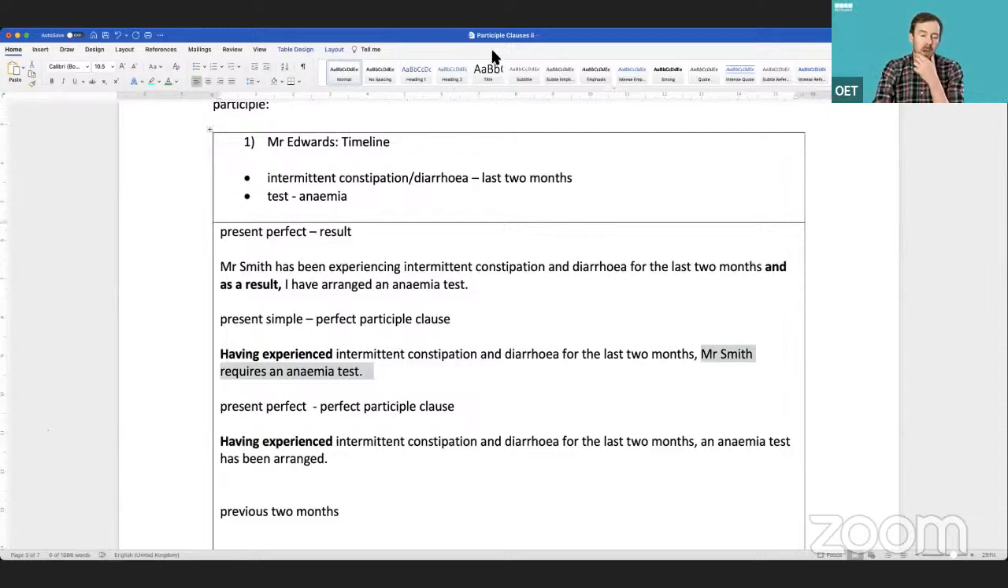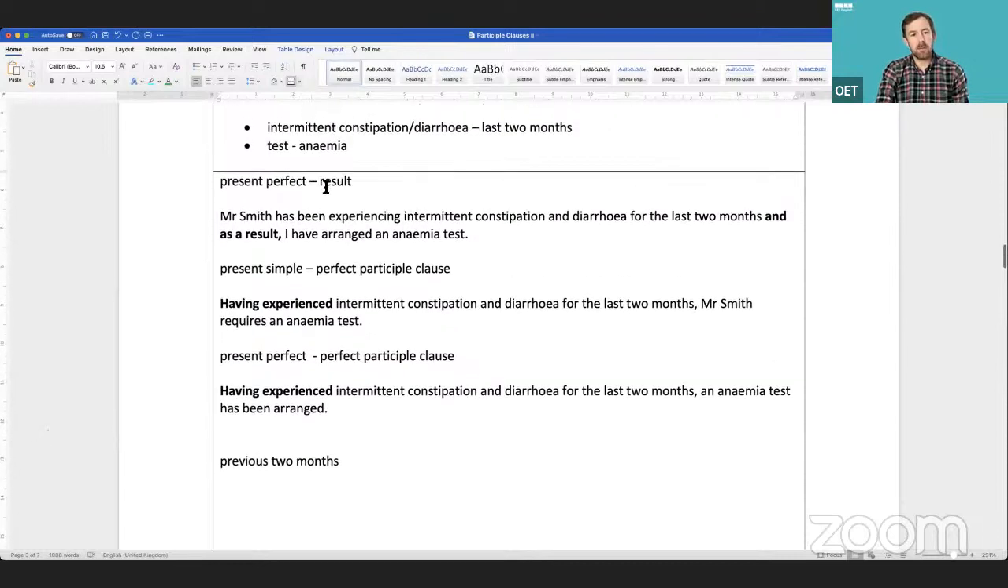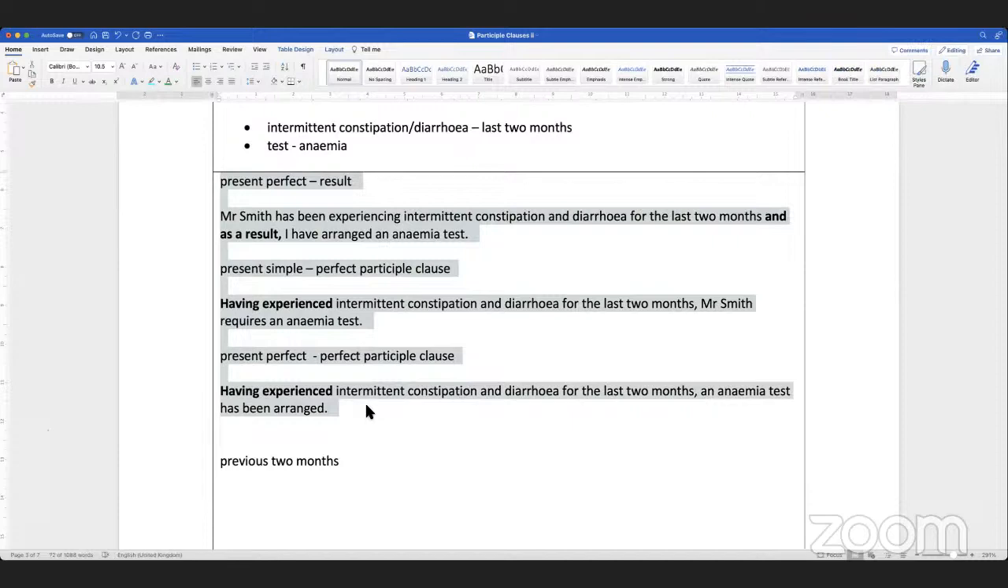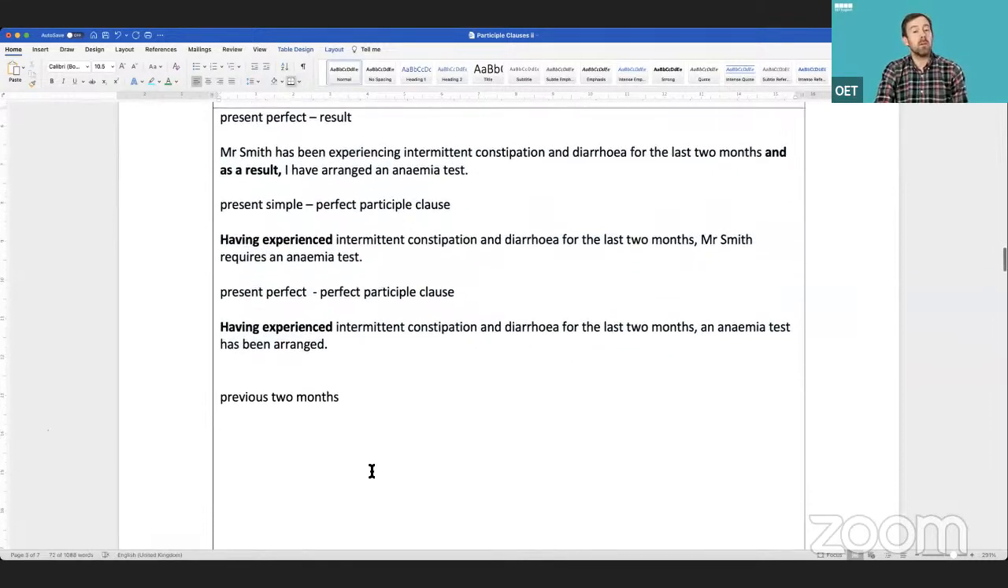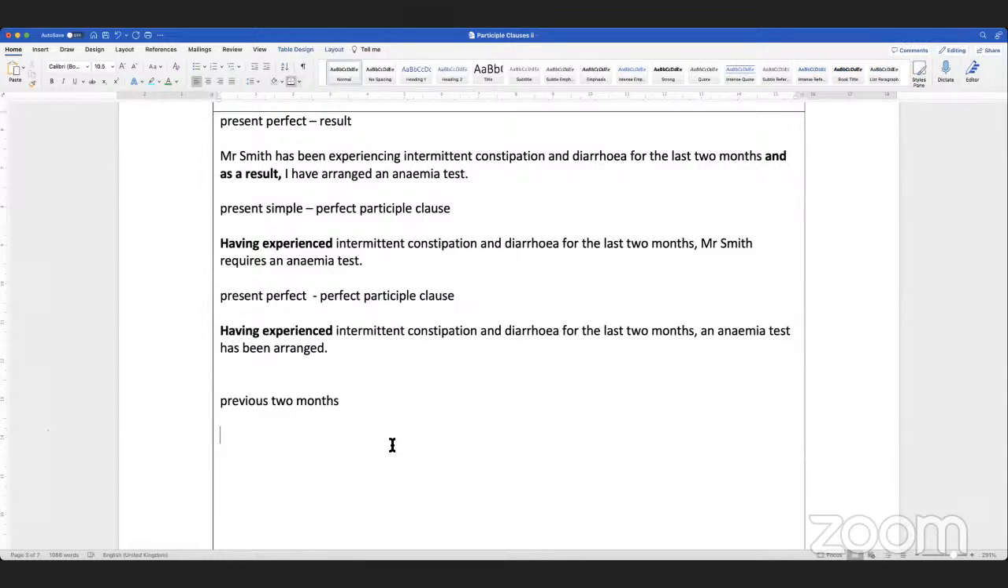Now, previous 2 months. This is an interesting one. Just imagine now, this one here is like a today paragraph, isn't it? It's like a today current condition paragraph. But what if it was not? What if I wanted to say there were multiple events? First time he presented with intermittent constipation and diarrhea, background. And then the anemia test was arranged on that time, timeline.